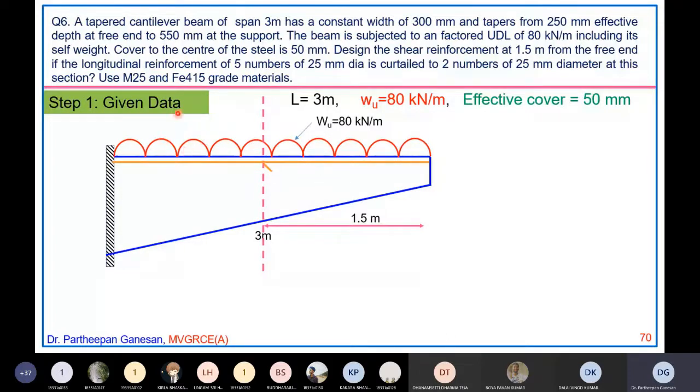But what they are saying is 5 numbers of 25 mm diameter. Here is the fixed support where your bending moment will be maximum. In that place, you need 5 numbers of 25 mm diameter bars. But at 1.5 meter from the free end, how many rods are there, 2 or 3? From here to here, it is 2 or 3, based on the sentence you read here.